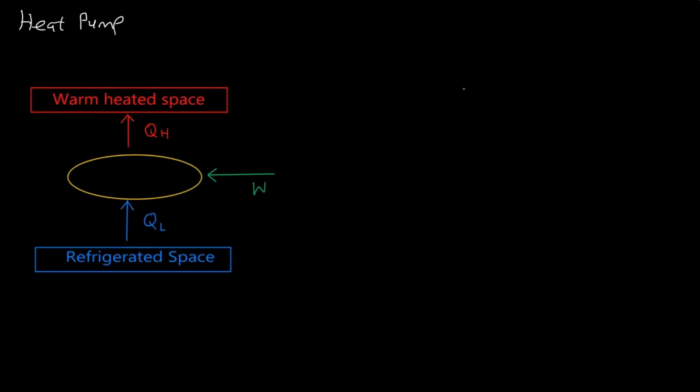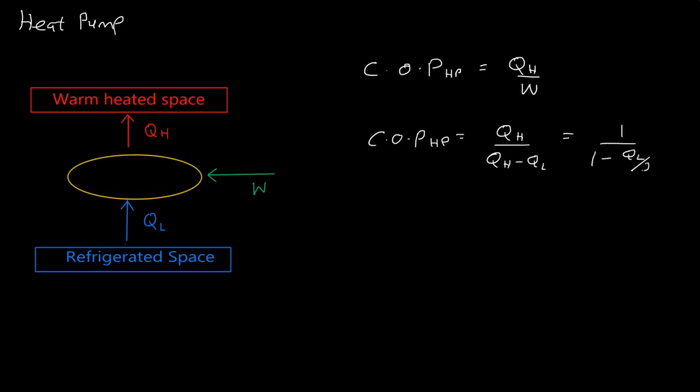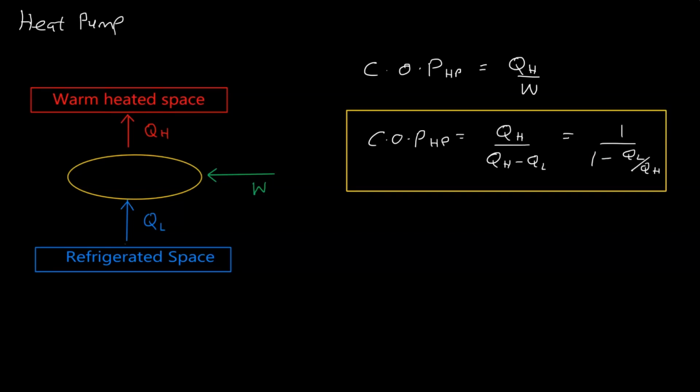For a heat pump, the desired output is the heat supplied to the relatively higher region, QH. So its coefficient of performance will be QH divided by W, or QH divided by QH minus QL. We can also write this as the inverse of 1 minus QL divided by QH. So let's solve a couple of examples on refrigerators and heat pumps.